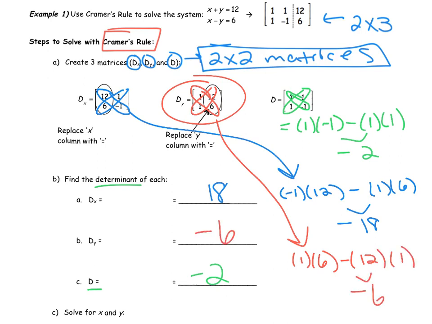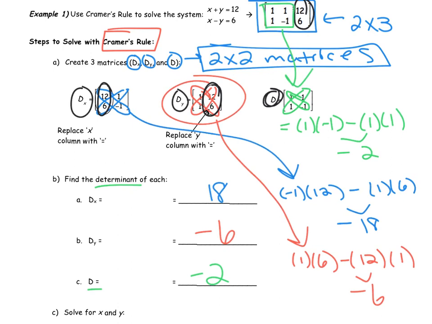Okay, so again, using Cramer's rule, we set up our matrix, augment the matrix, we come up with dx, dy, and regular d. Dx comes about by replacing the x column with what's right of the equal sign. Dy comes about by replacing the y column by what's on the right-hand side of the equal sign. And regular matrix D comes from the regular 2 by 2 of the augmented matrix. Okay, and that's always going to be the case.